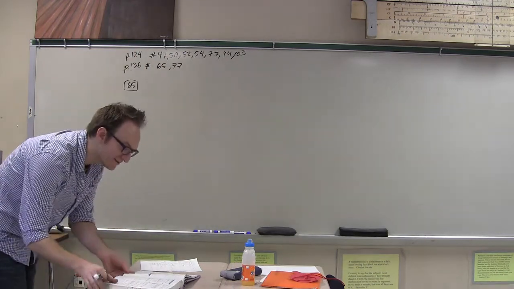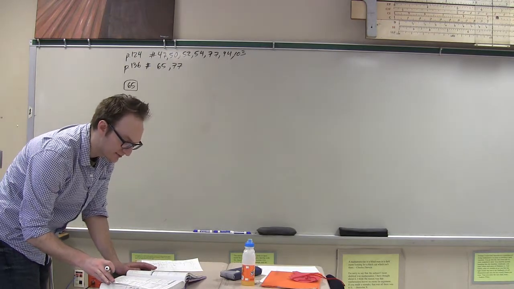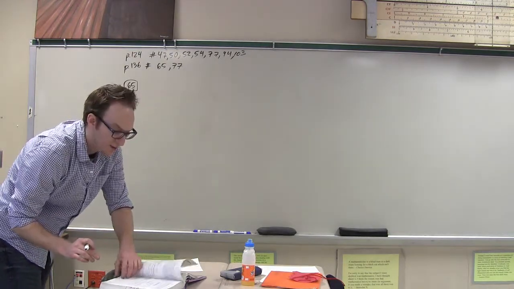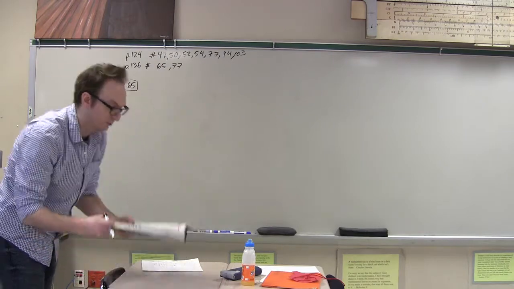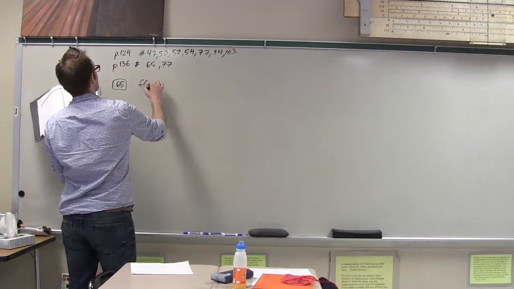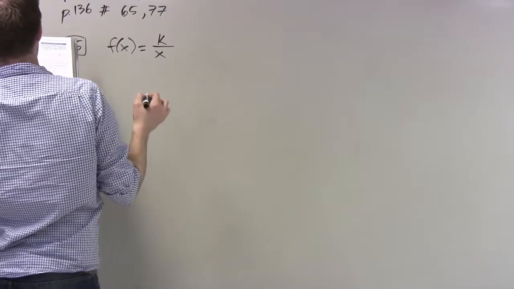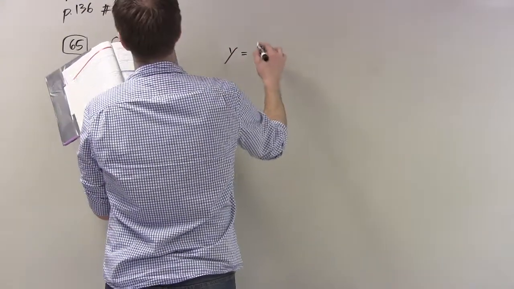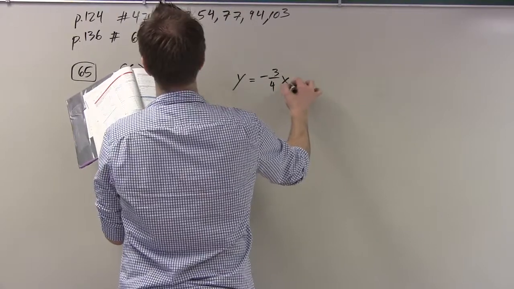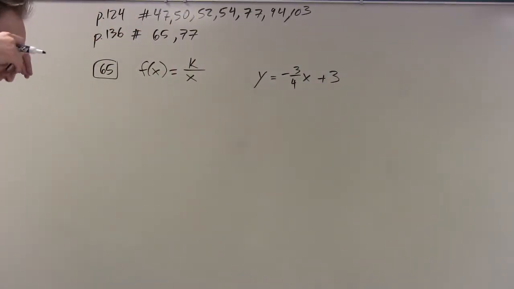So 65. This is similar to another kind of problem that I did. This is 65 on page 136. This is after you already know the power rule. So here we go. This is what the problem says. It says, take a function of the form k over x, and then there's also a line, y equals negative 3/4 x plus 3. And here's what it says. It says, find k such that the line is tangent to the graph of the function.